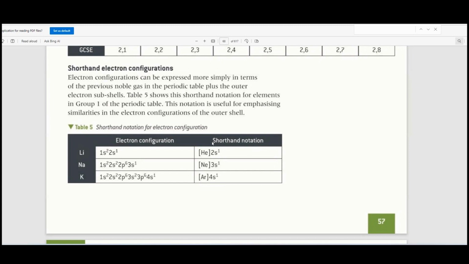Whenever they write this, it's not actually neon. It isn't like actually neon. It's actually neon plus 3s1, which is actually sodium. But it's not like neon is present. Neon is not there. It's just to write it as a shortcut. So instead of writing 1s2, 2s2, 2p6, you just write Ne, because they are assuming everybody knows that Ne, and just after it one electron, 3s1, sodium.